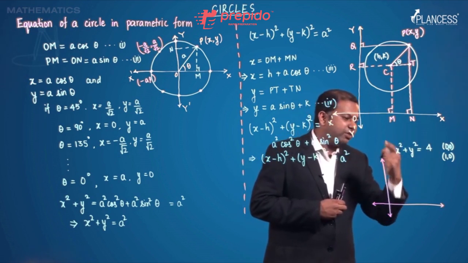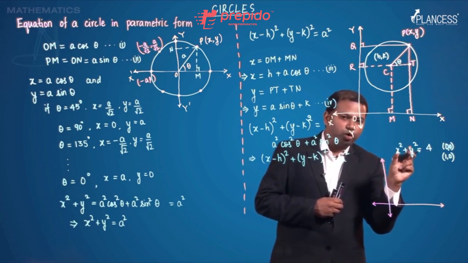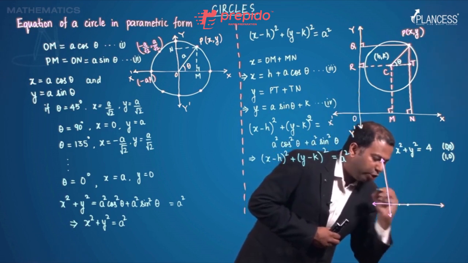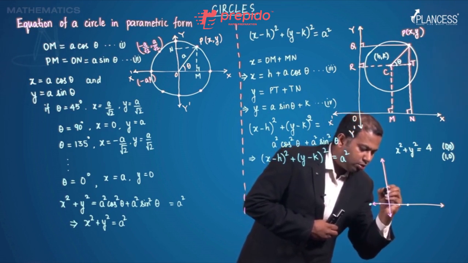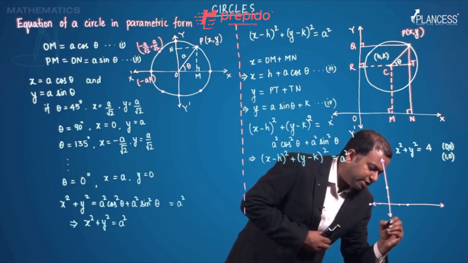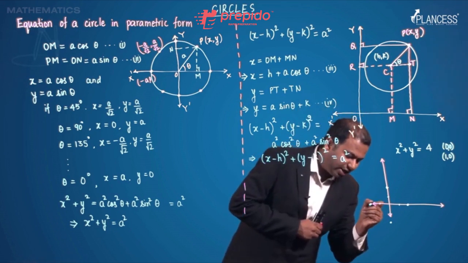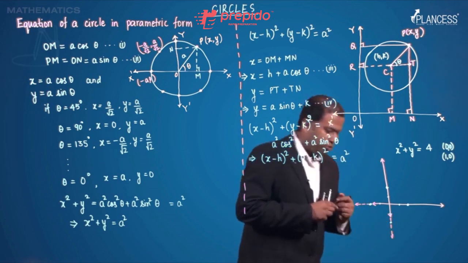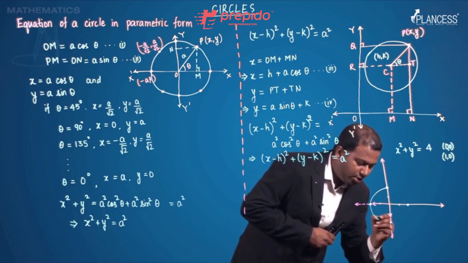Now, the first thing we get from this equation is this circle has a center at 0, 0 and it has radius equal to 2. So imagine this is a point 2, 0. This is a point minus 2, 0. This is a point 0, 2, and here is a point 0, minus 2. We can extend these two axes to have a better view. So let us draw this circle.